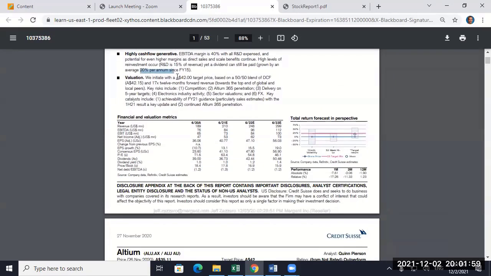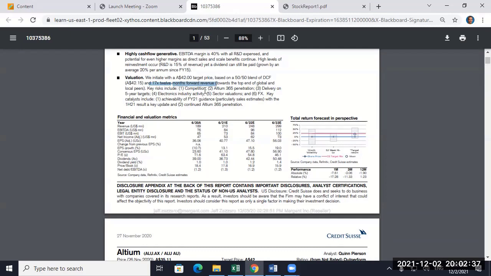So valuation, we initiate a $42 target based on a 50-50 blend of a DCF model and then a relative value model. Now, is this really a DCF model, or is it DCF for 5 years and then a relative value model? Who knows? But they say it's DCF towards the top end global peers. So here they just took what's the typical range for this industry? 17 times on revenue is a ridiculously high valuation. That sounds like a PE ratio, doesn't it?